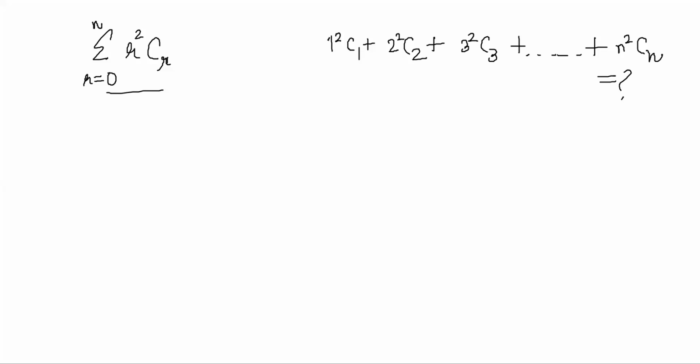Okay. Then how will I get this? Let's think about it. 1 square, 2 square and all is there. Try to think. I'll be back in 1 minute, right?